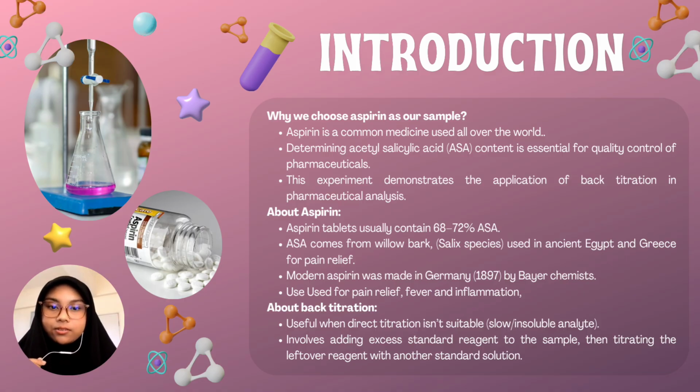As for the technique we use, back titration, it is useful when direct titration isn't suitable, such as when the sample is only slightly soluble or reacts slowly. This process involves adding an excess amount of standard reagent to the aspirin sample, then titrating the leftover reagent with another standard solution. This allows us to accurately determine the ASA content.